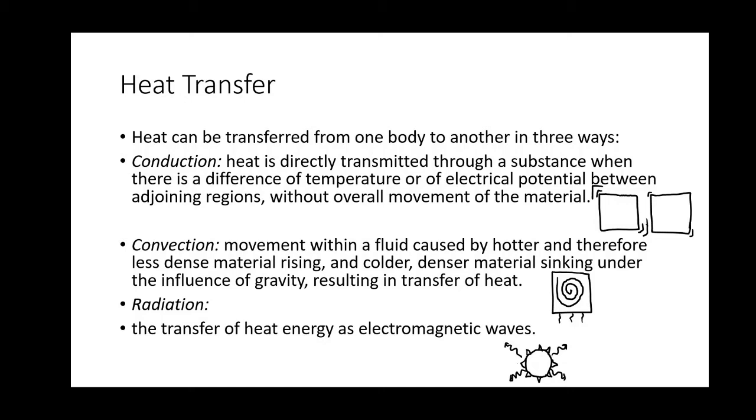Convection, you might have seen this in previous experiments you've done. Convection is the movement of a fluid caused by hotter and less dense material. So less dense material is more spread out because it's hotter, there's more movement in it. That rises up, and the colder, denser material at the top will sink down. So that results in a transfer of heat. The heat moves upwards. We kind of see a spiral as they exchange heat as it transfers.